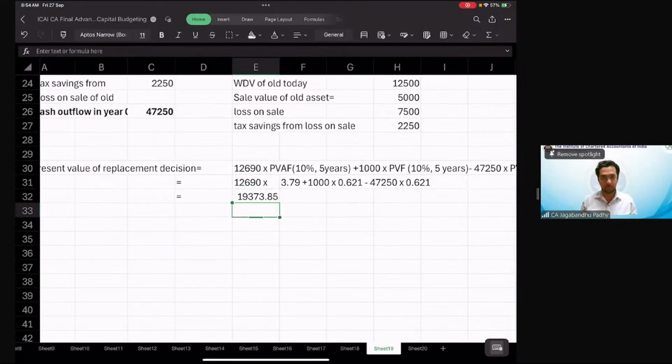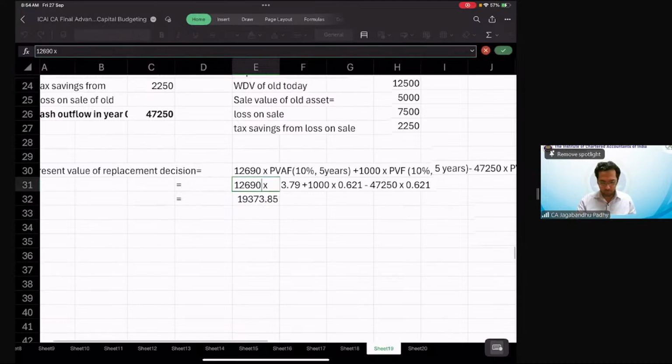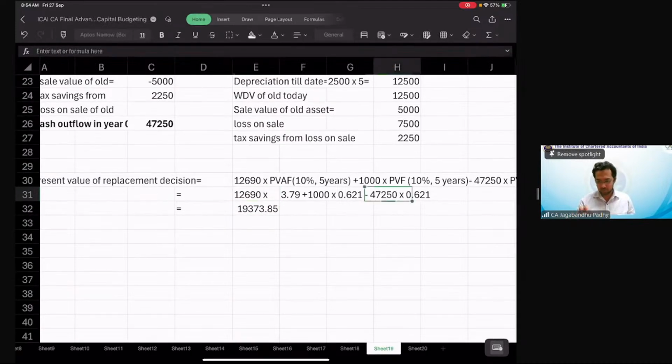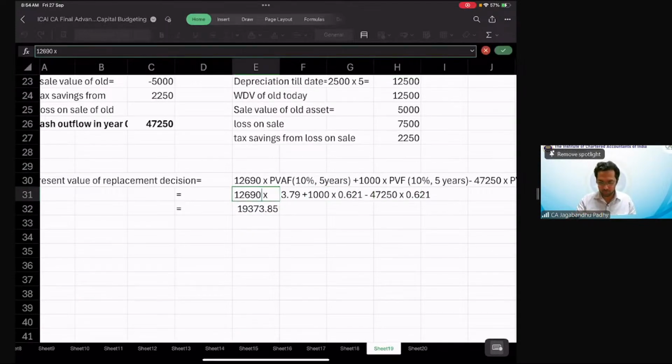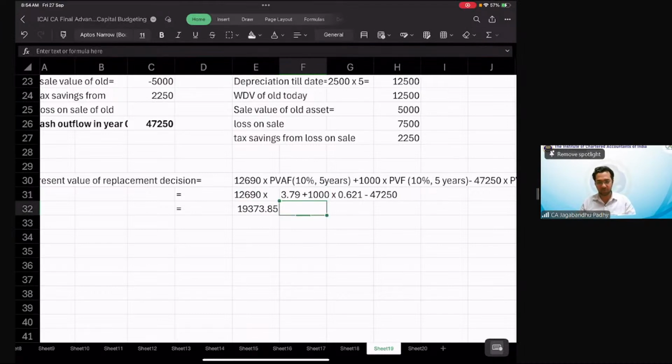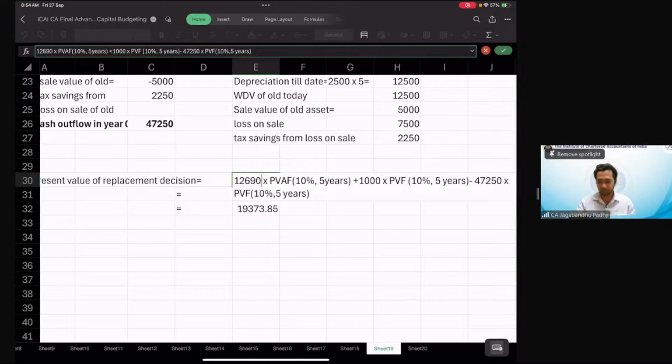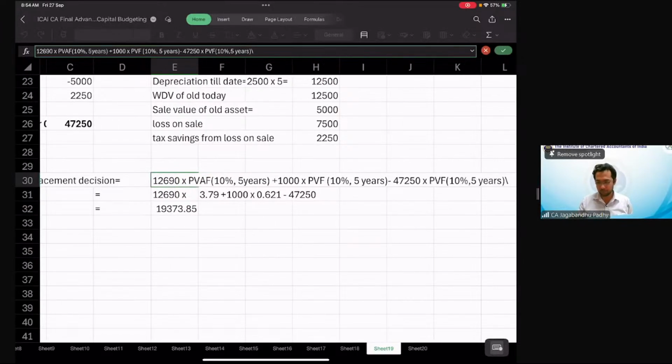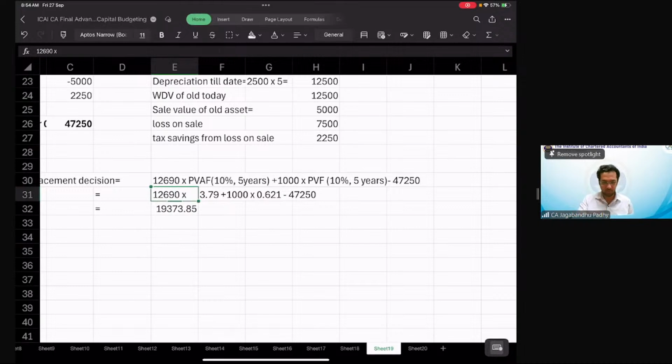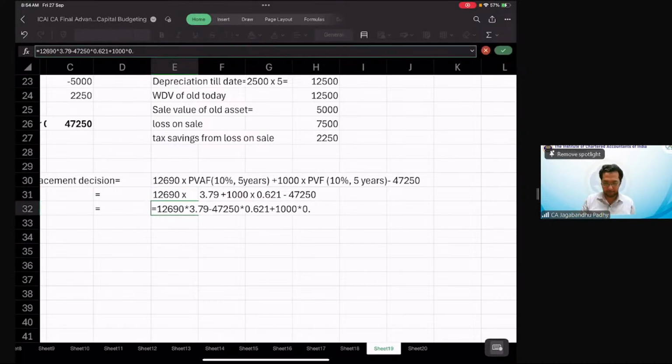Is it? 1 second. 57. What is this being done? Sorry. This will be just 47,250 subtracted. That's the initial investment now. Okay. 621 will be there. Yes.